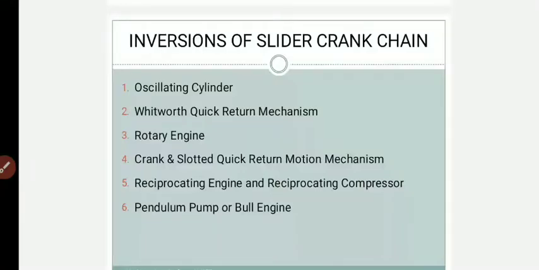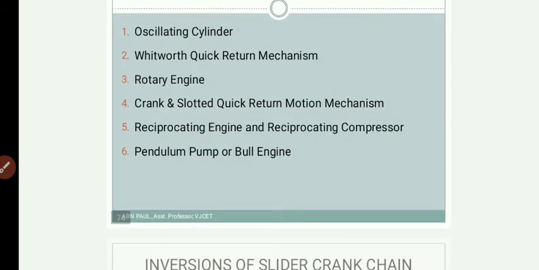So in this section, let us see what are the different inversions of slider crank chain. The inversions are: first, the oscillating cylinder; second, Whitworth quick return motion mechanism; third, rotary engine; fourth, crank and slotted lever quick return mechanism; fifth, reciprocating engine and reciprocating compressor; and sixth, pendulum pump or Bull engine. These are some of the inversions of slider crank chain. So let's see one by one.